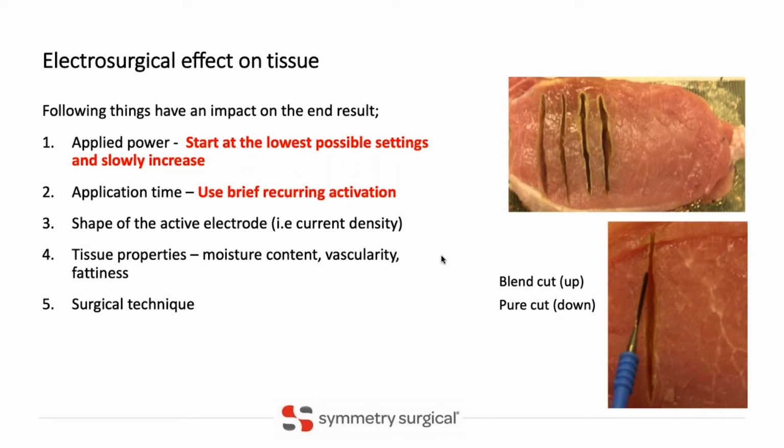And obviously the following things also have an impact on the end result when you use electrosurgery. So how much power do you use? A good rule of thumb is start at the lowest possible setting and slowly increase the further you go to get the desired effect. And similar to the first one, application time. It's always better to use brief intervals, recurring activation, than longer periods of time holding it on the tissue. So start small and slowly grow from there.